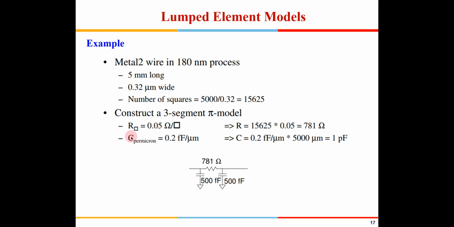Now similarly, the capacitance of the wire is given as 0.2 femtofarad per micrometer. In this case, I am not multiplying it with the W. I am just multiplying it with the length. So I get 1 picofarad, and since I am going to use a pi model, I am going to split it into 2. So 781 resistance here, and half the capacitance here and here. This is how this wire has been modeled out here.